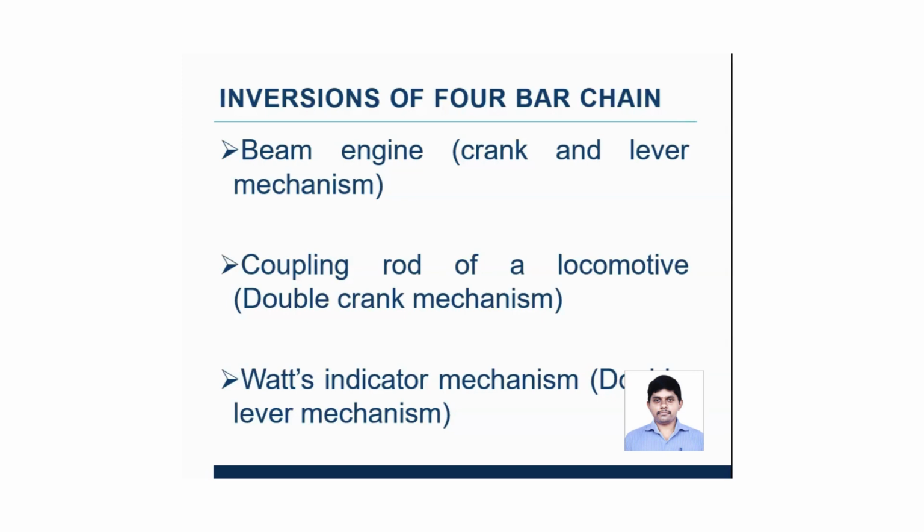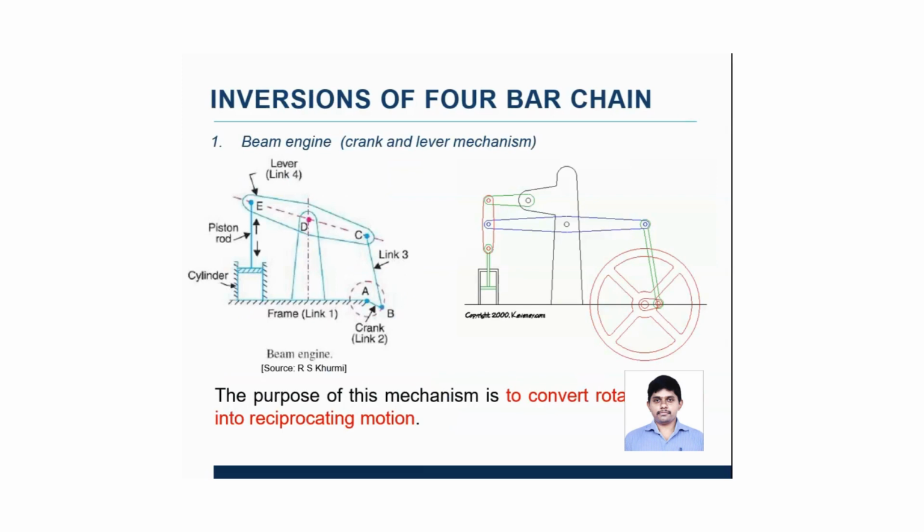The first one is called the beam engine, the second one is the coupling rod of locomotive, and the third one is the Watt indicator mechanism. The beam engine is also called a crank and lever mechanism, the coupling rod is also called a double crank mechanism, and the Watt indicator is also called a double lever mechanism. So these are some examples of inversion of the 4-bar chain.